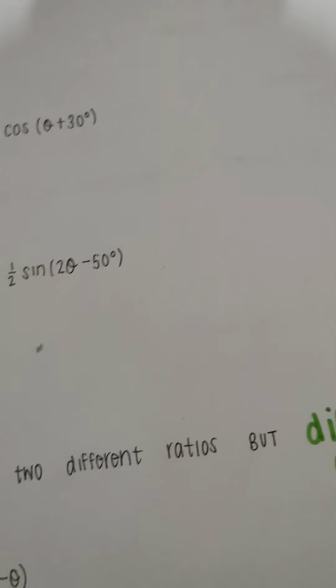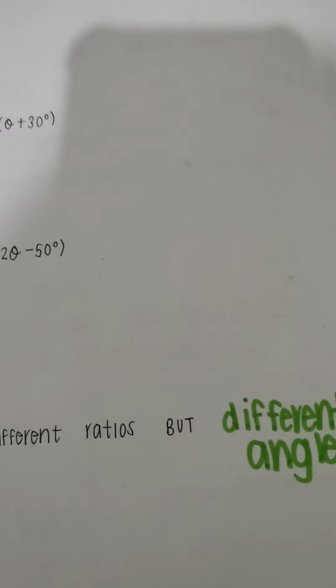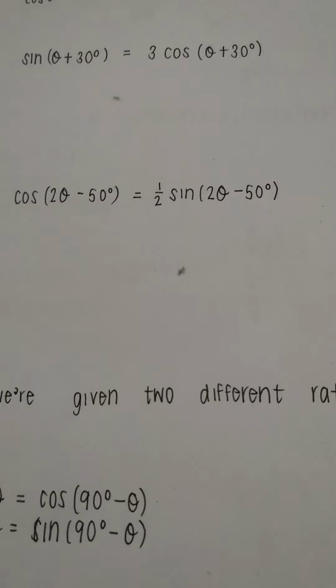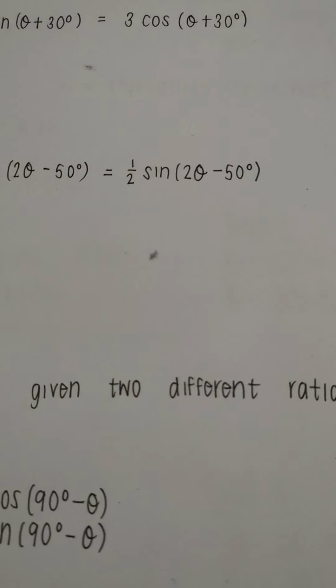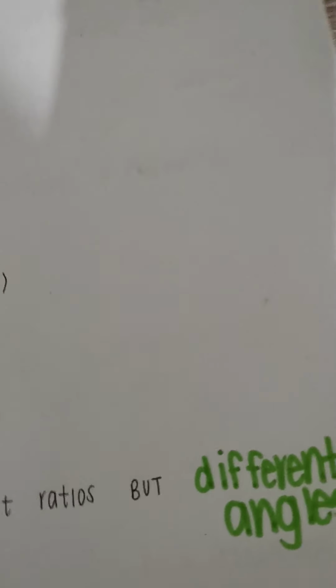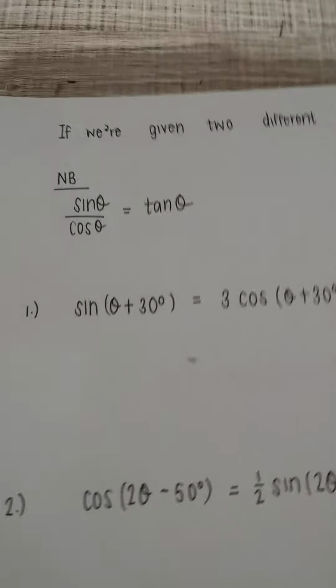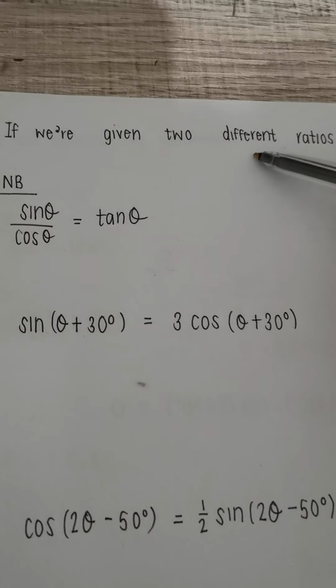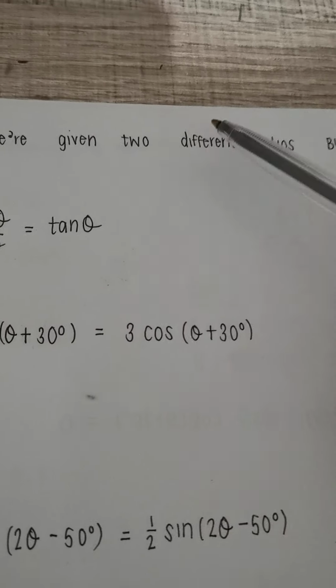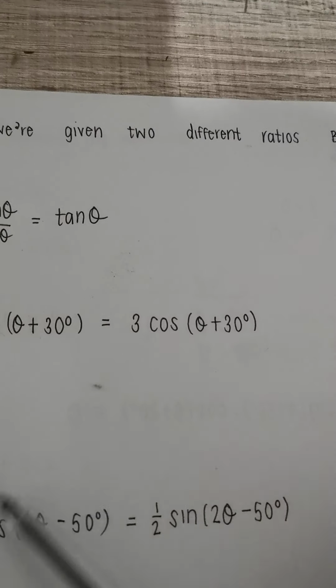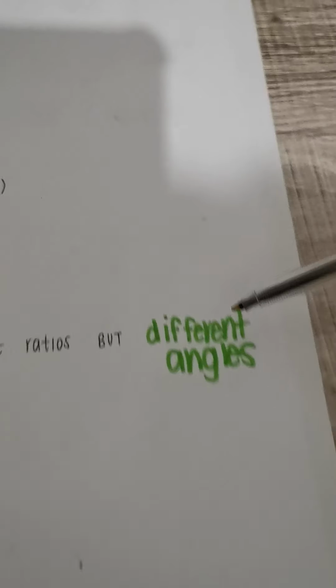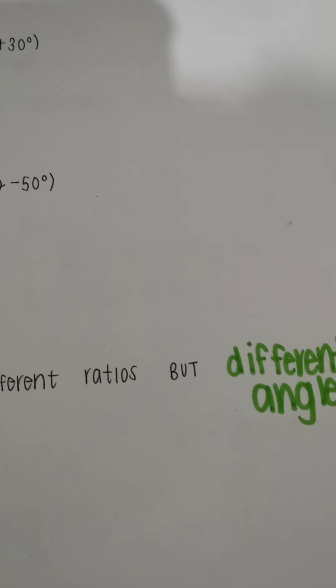Okay. Now what happens if we need to do those questions where I said we need to get them where its ratio angle equals exactly the same ratio and an angle? Okay, so there's two different scenarios with that. Option one, it can be given two different ratios, but the same angle, and I need to get one of those ratios to be exactly the same as the other one. Or I can be given two different ratios and two different angles. So then what do I do?